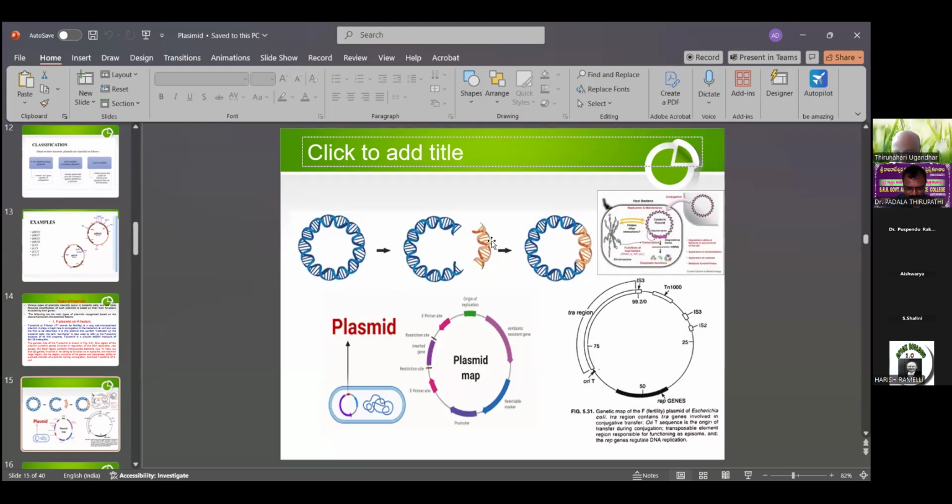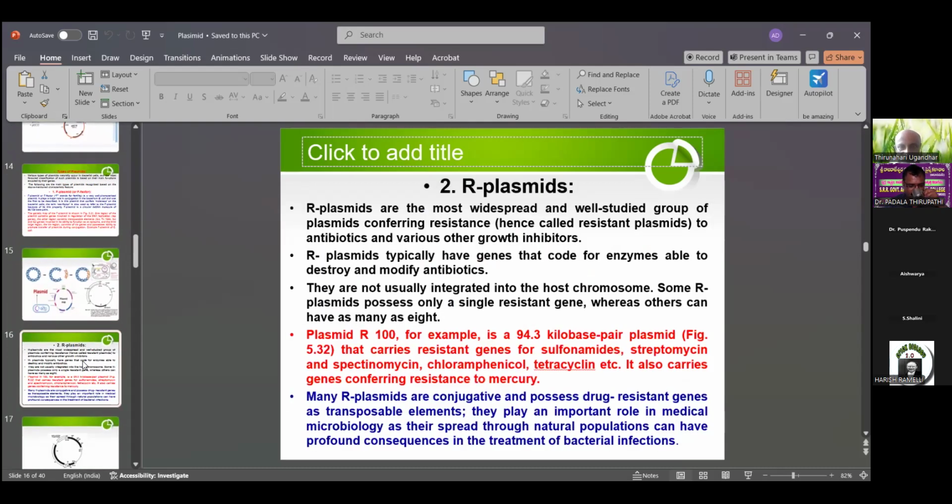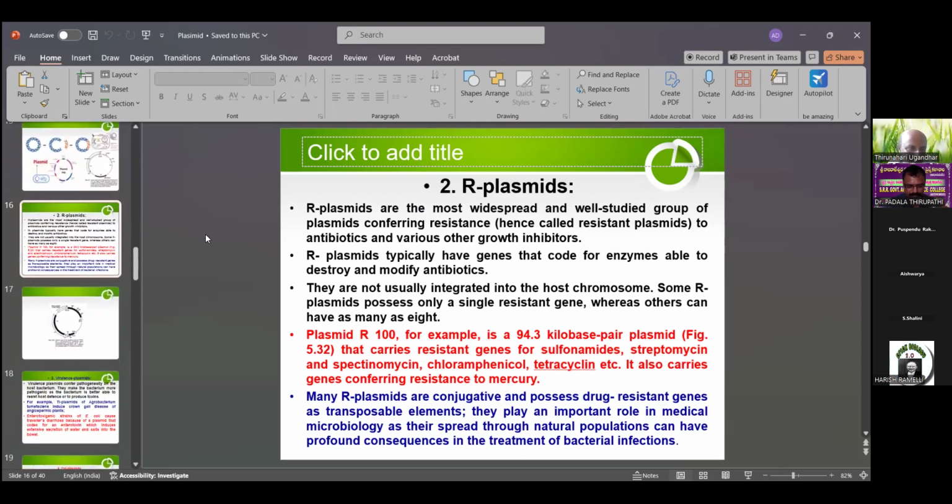First part is the replication part. The replicated part is attached here. Attachment, so this is also from the cell to outside of the cell. This is also plasmid characters, plasmid structure. Then the first one is the euplasmid, then the second one is the R plasmid, also called resistance plasmids.